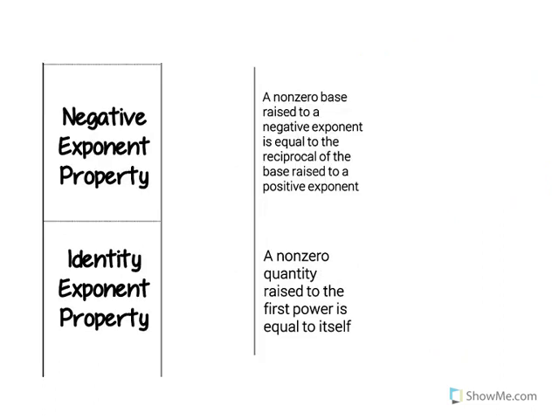Okay, next we're going to talk about the negative exponent property. And this is on the left side of your foldable. These are non-zero bases raised to a negative exponent, and they're equal to the reciprocal of the base raised to a positive exponent. So say for instance we have x to the negative nth power. Well, we can't have a negative exponent, so we have to put a 1 over that and then make the exponent positive. So that exponent changes to positive and the x stays the same.